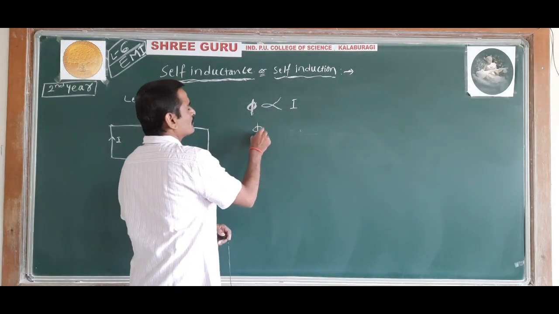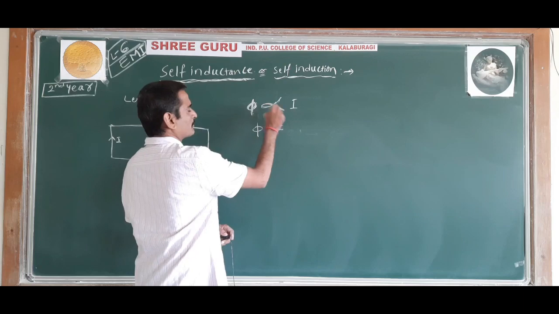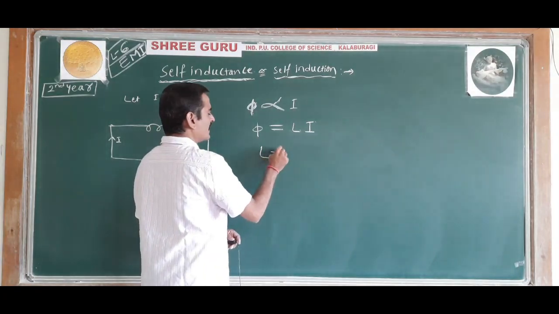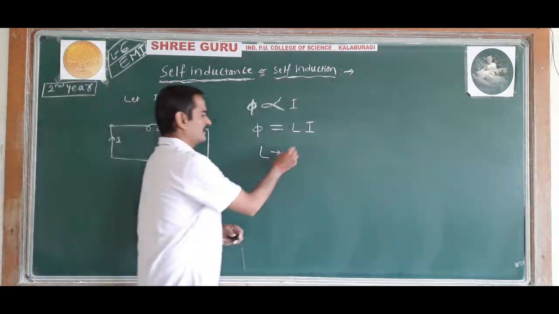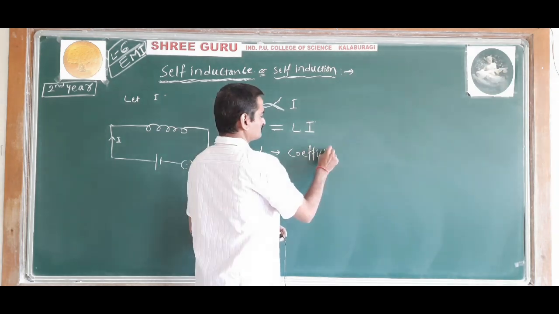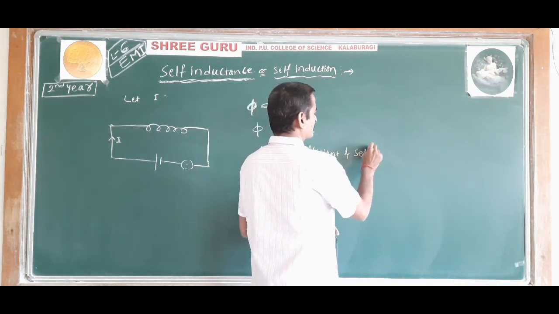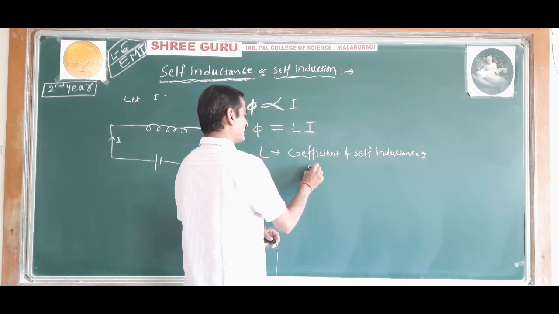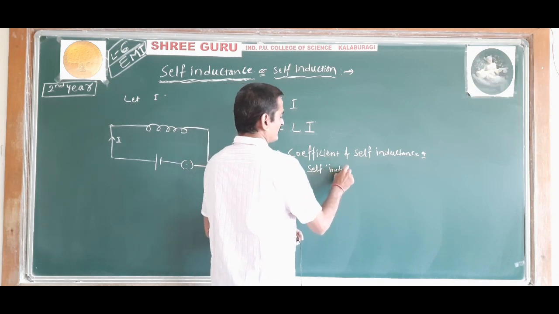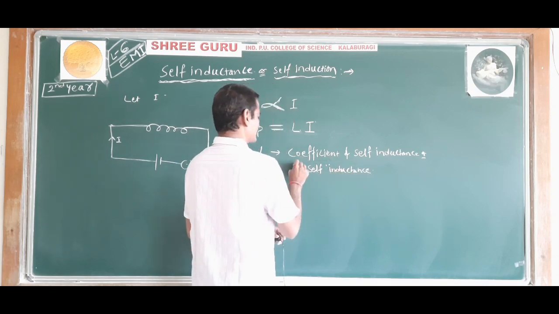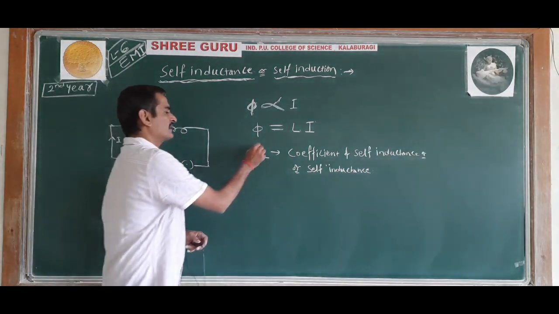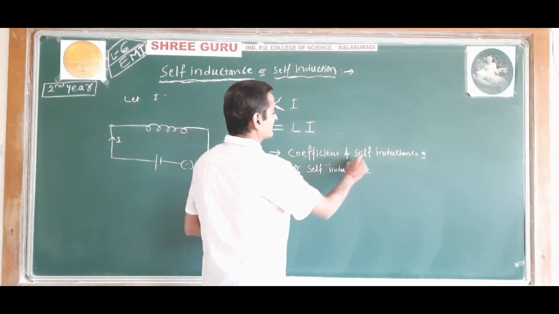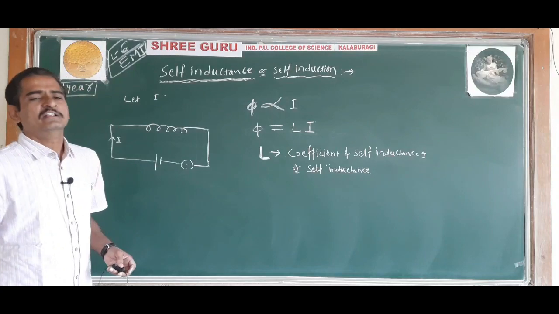Hence, you can write phi is equal to a constant into I, that is phi is equal to L I. That L is called the coefficient of self-inductance, or simply self-inductance. So L is the proportionality constant, and that proportionality constant is called the coefficient of self-inductance or just self-inductance.